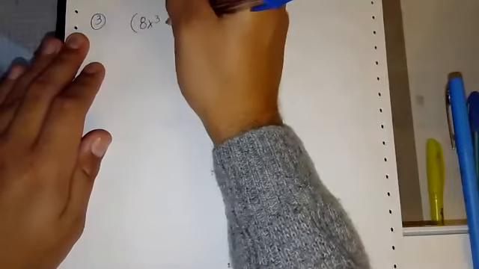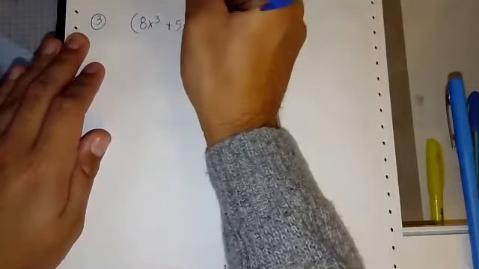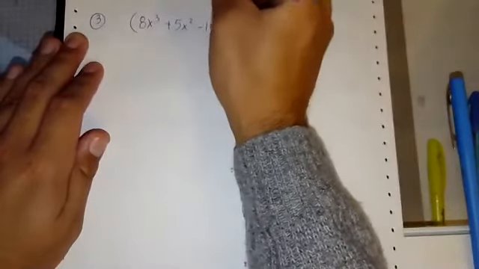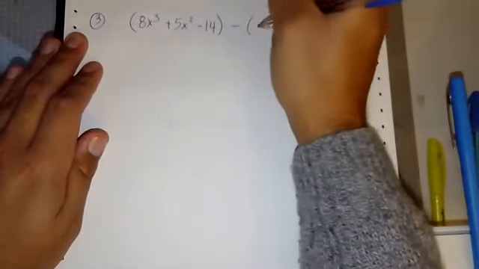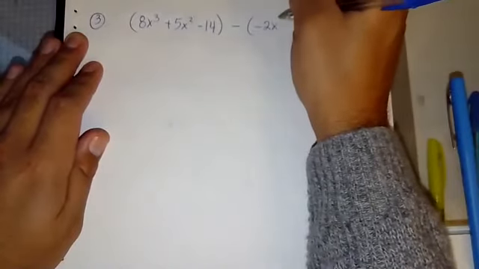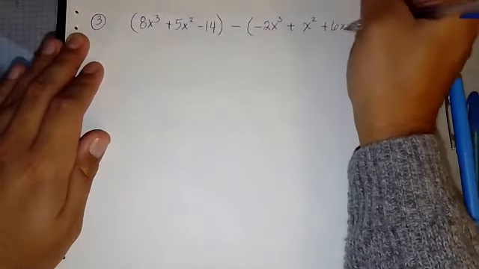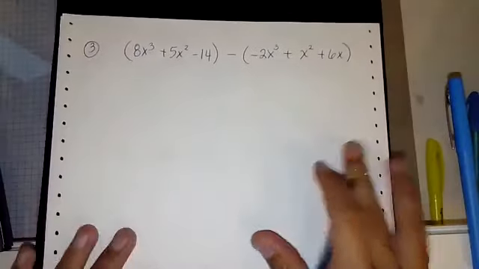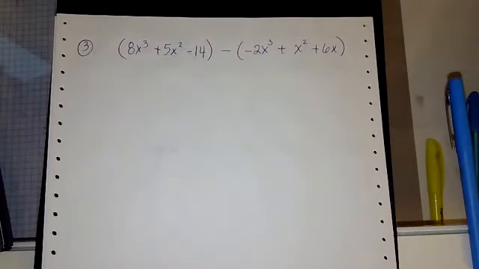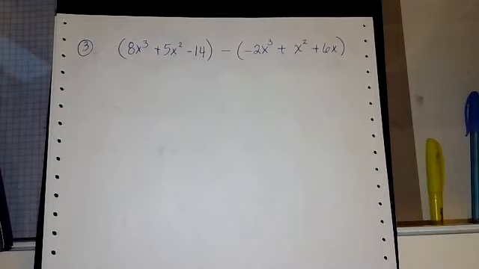Eight x to the third plus 5x squared minus 14, minus -2x to the third plus x squared plus 6x. Okay, let's just begin.